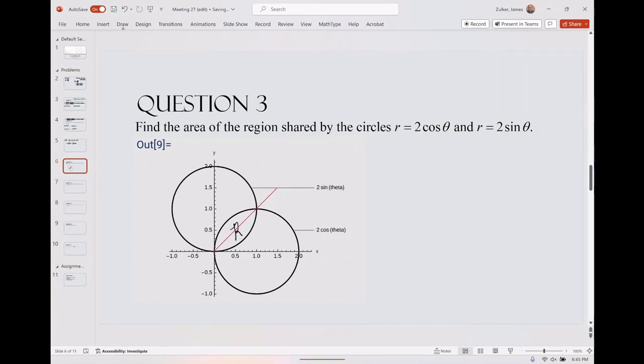Doesn't that ray perfectly divide the region in half? So actually what we can do is find the area of either that lower half or the upper half and double it.